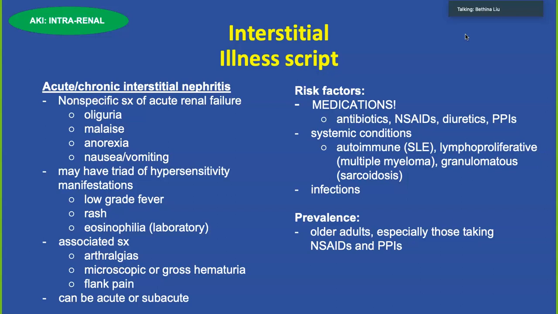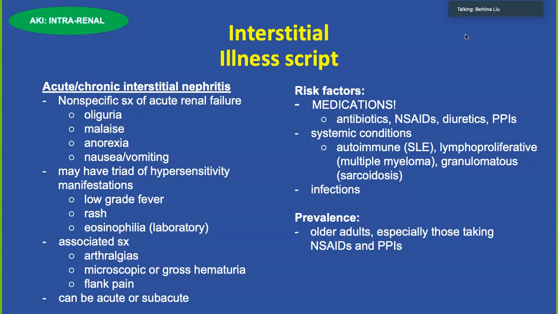Interstitial nephritis is also a cause of intrarenal AKI. So this could be acute or chronic. Symptoms can be nonspecific, such as oliguria, malaise, anorexia, nausea, vomiting. There may also be the presence of a triad of hypersensitivity manifestations like low-grade fever, rash, and eosinophilia, which you won't be able to get on history, but we'll be able to see on labs. Associated symptoms may include arthralgias, microscopic or gross hematuria, and flank pain.